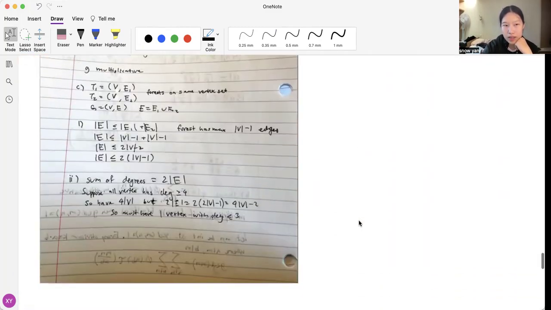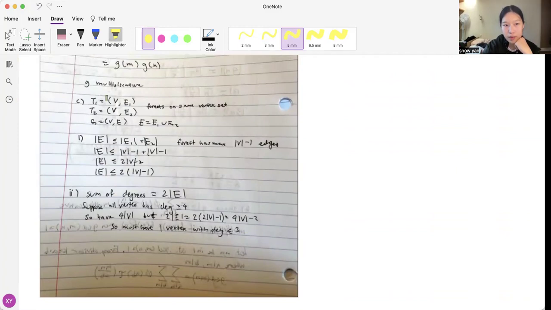Okay, so the idea behind this is that we have two trees, or forests, on the same vertex set. These are our conditions. We know that the total, when we combine them, is less than or equal to the edges of 1 plus the edges of 2. And each forest, by definition, has no loops.